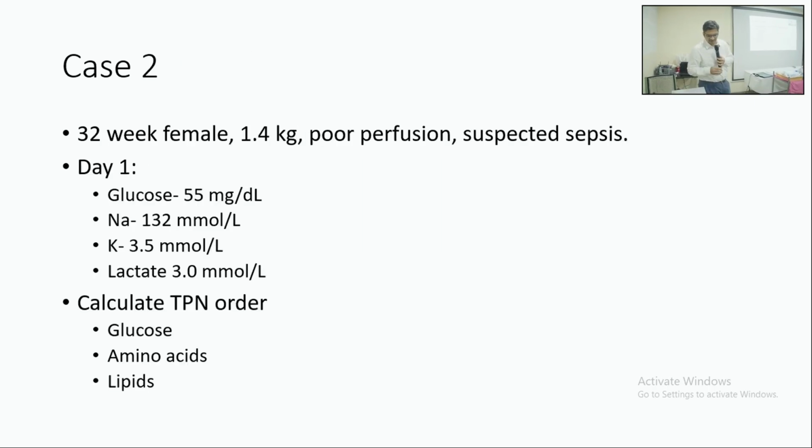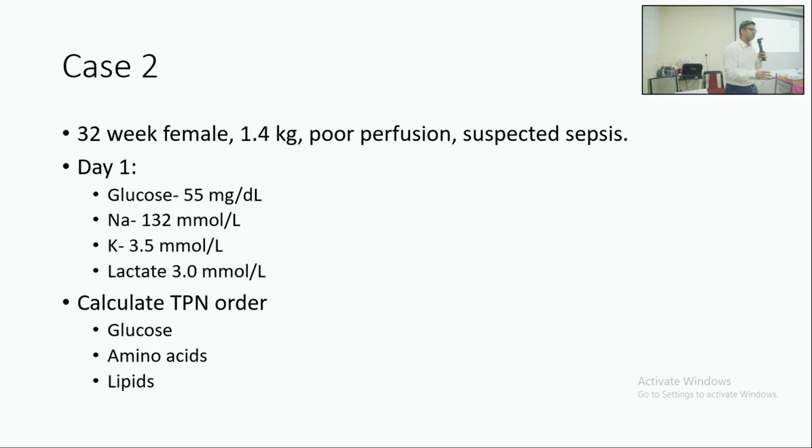Okay. So next case. You have a 32-week female, 1.4 kg. The baby is having poor perfusion and you are suspicious of sepsis, born to a mother with PPROM, suspected chorioamnionitis. So on day 1 you have glucose of 55, sodium 132, potassium 3.5, and lactate level is also a bit high, 3.0. How will you modify your TPN order? And you're not expecting this baby to reach significant feeds for the next 1 week.